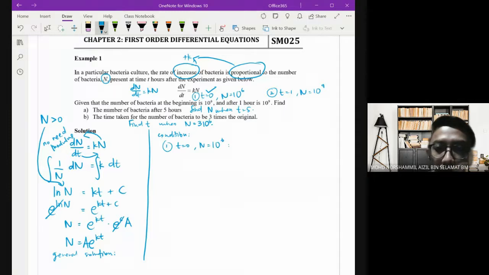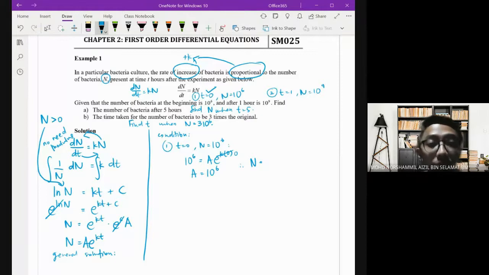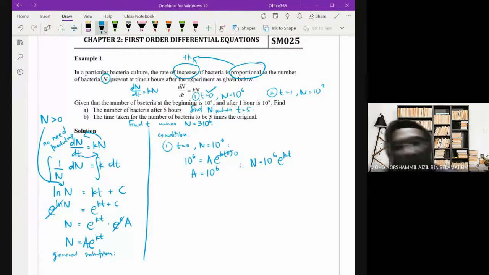So what does it mean? We need to substitute everything into the equation that we obtained just now, the general solution. 10 power of 6 replacing in left hand side. So A, e, k, t. t is 0, so everything in the exponent will be 0. So exponential 0 will be 1. So your A will be 10 power of 6. From here, we still get another general solution, but this time with a single constant to be found later. So n equals 10 power of 6 exponential kt. A is found, only k left to find.